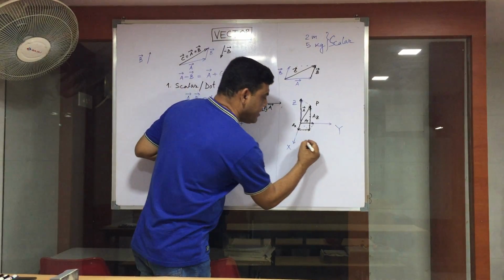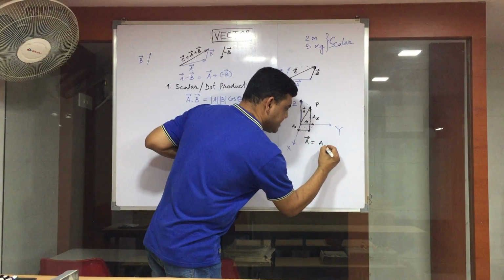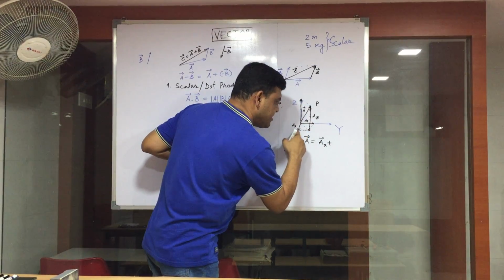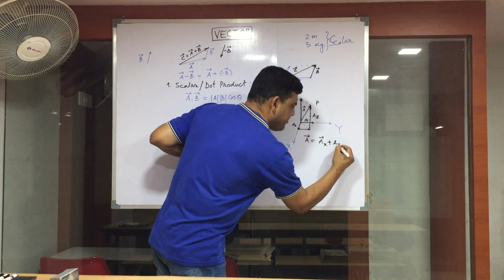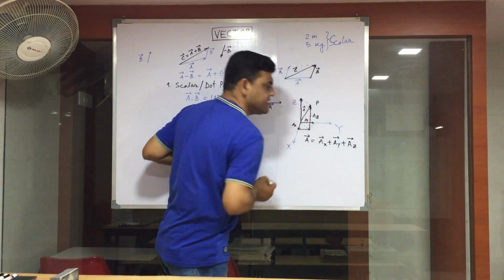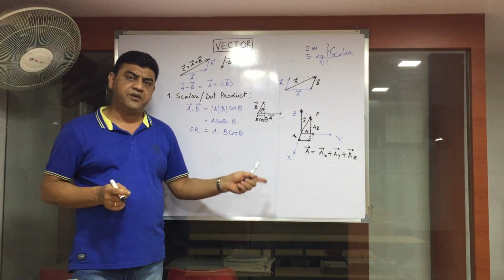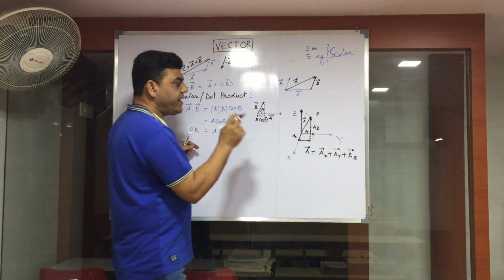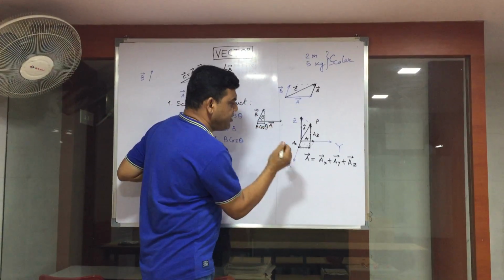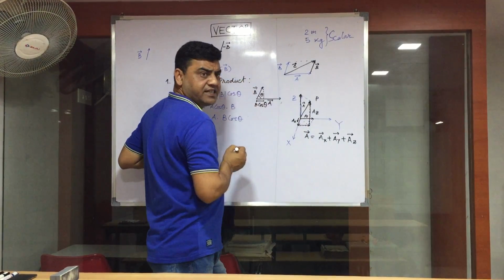So we can represent our original vector A as its component along the x-axis, AX, plus AY, plus AZ. You notice that I am using AX, AY, AZ as vectors along the x, y and z axes. There is another way of representing it, which is defining unit vectors along x, y and z. What does that mean? Unit vector means one unit length. Suppose we define 1 centimeter as one unit.